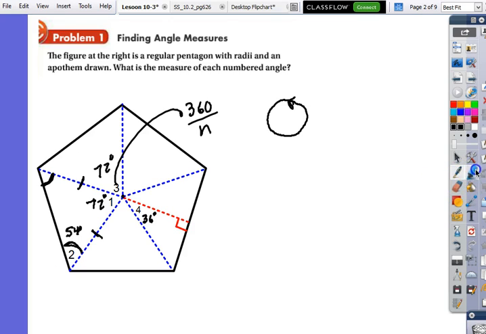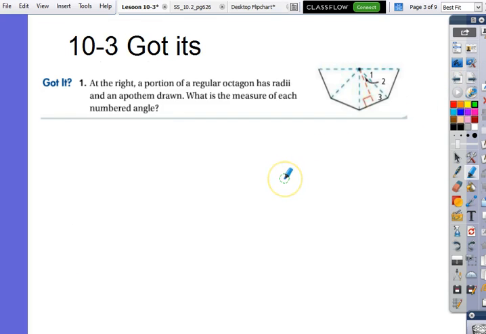Most importantly, we're going to need to know very detailed what angles fall in this area right here. These are the important ones to find, but you should be able to find all of them. Any questions about what I just did there? All right. So what I'm going to do now is I'm going to give you an octagon. So in an octagon, what does n equal? 8. And I want you to find these measures.